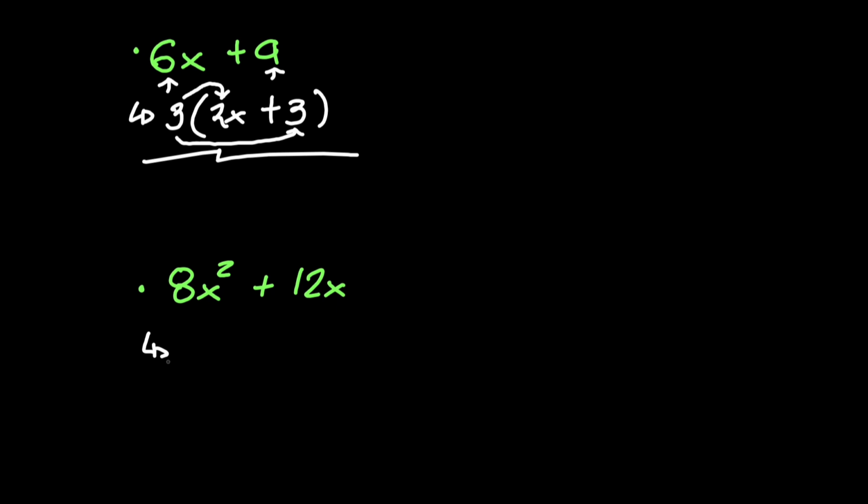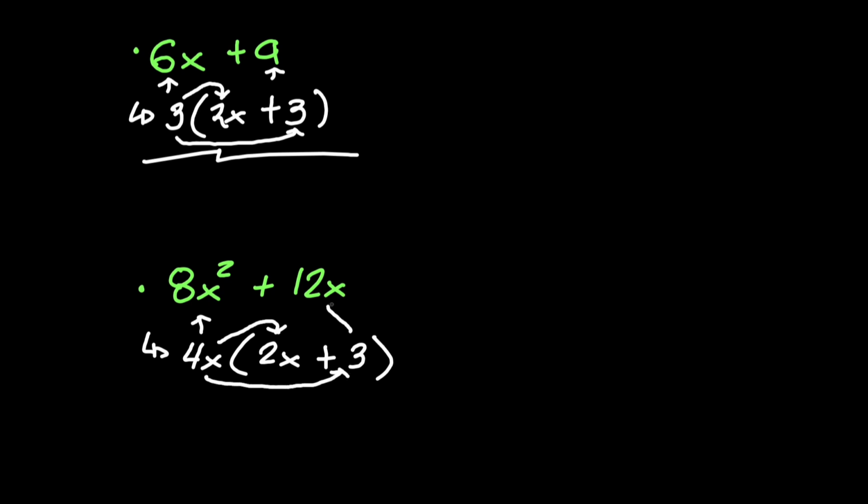8x squared plus 12x. The greatest common factor between 8x squared and 12x would be 4x. And now, 8x squared divided by 4x would be 2x, plus 12x divided by 4x would be 3. Once again, check if it's correct. 4x multiplied by 2x would be 8x squared, and 4x multiplied by 3 would be 12x. So, the answer is correct.